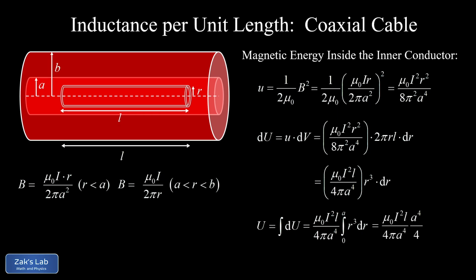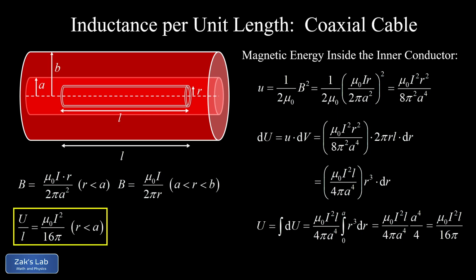So now we can clean a couple things up, canceling the a to the 4ths and combining the 4's in the denominator. And we get mu naught I squared L over 16 pi. Now there's just one more thing to do to this. We're going to divide both sides by little l to get an energy per unit length out of it. So we get for our energy per unit length, mu naught I squared over 16 pi. And we'll just store that guy over there on the left.